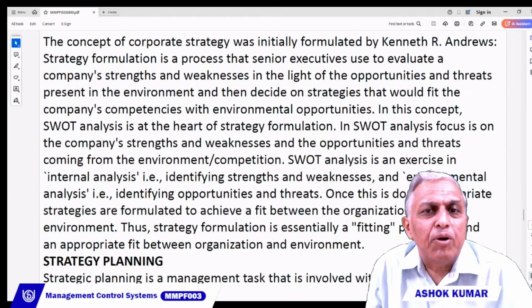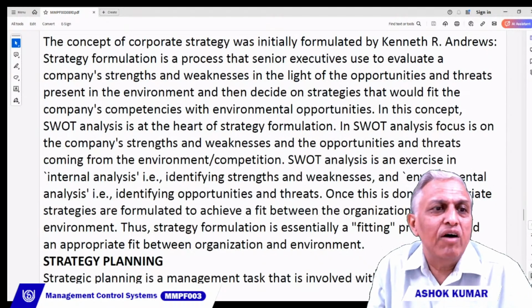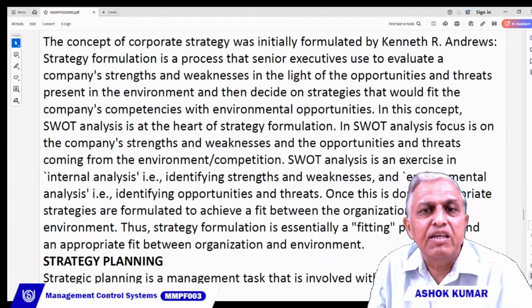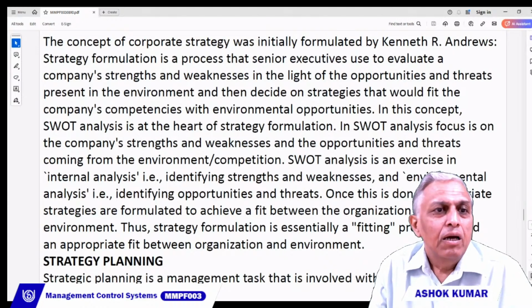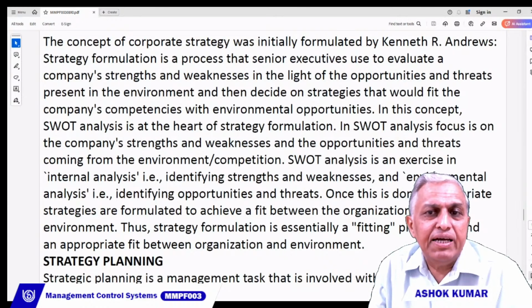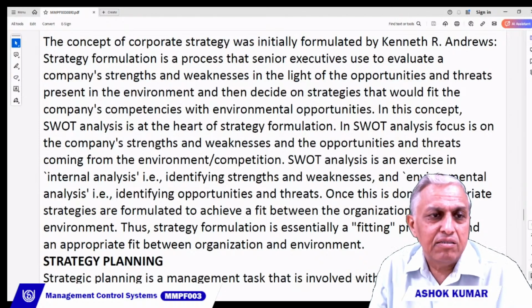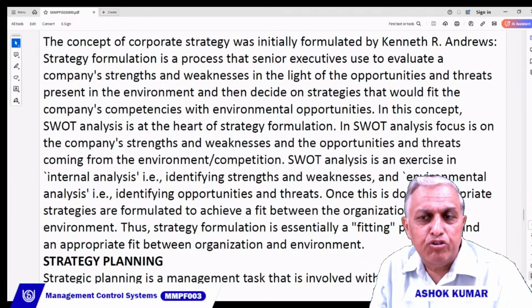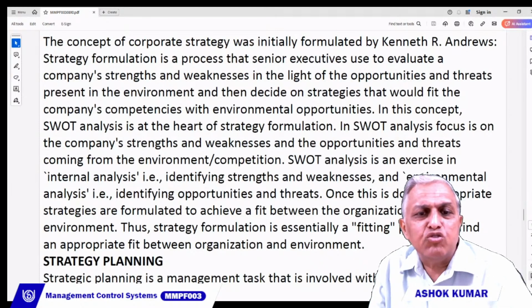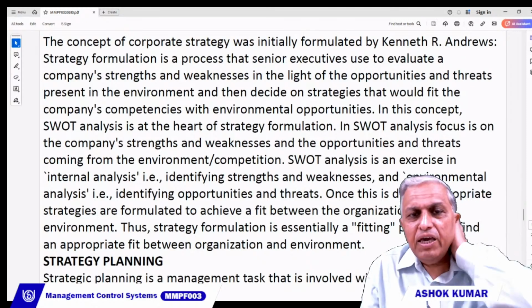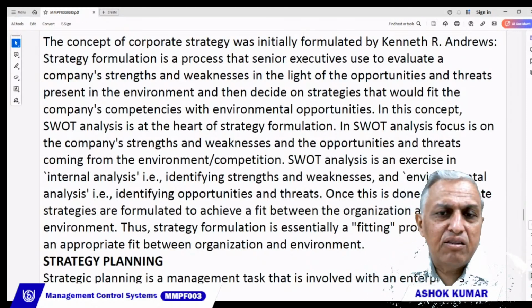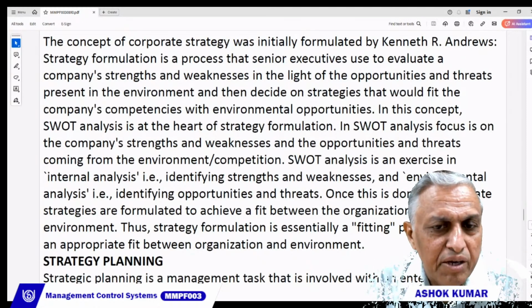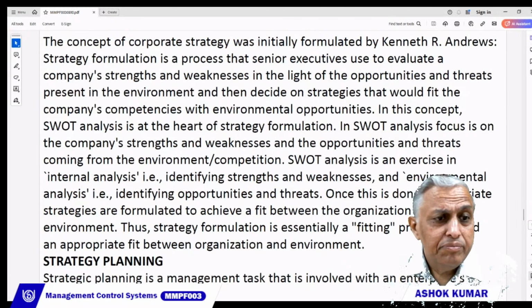Strategy formulation is a process that senior executives use to evaluate the company's strengths and weaknesses in the light of the opportunities and threats present in the environment, and then decide on the strategies that would fit the company's competencies. SWOT analysis is the heart of strategy formulation. Friends, in the SWOT analysis, we understand the strengths, weaknesses, opportunities, and threats coming from the environment or competition.